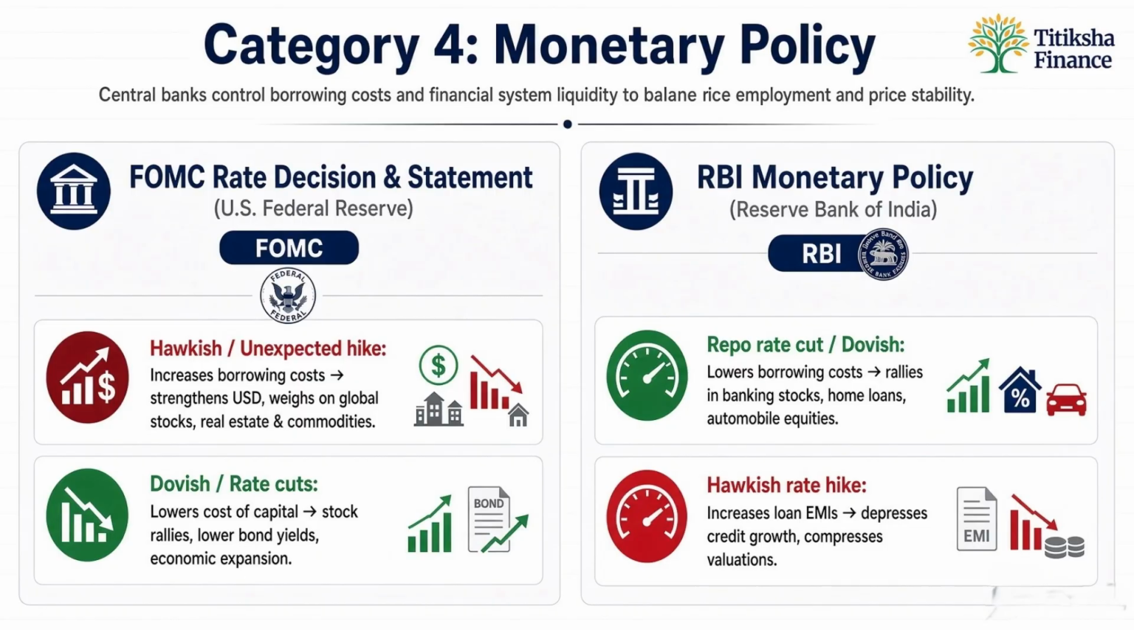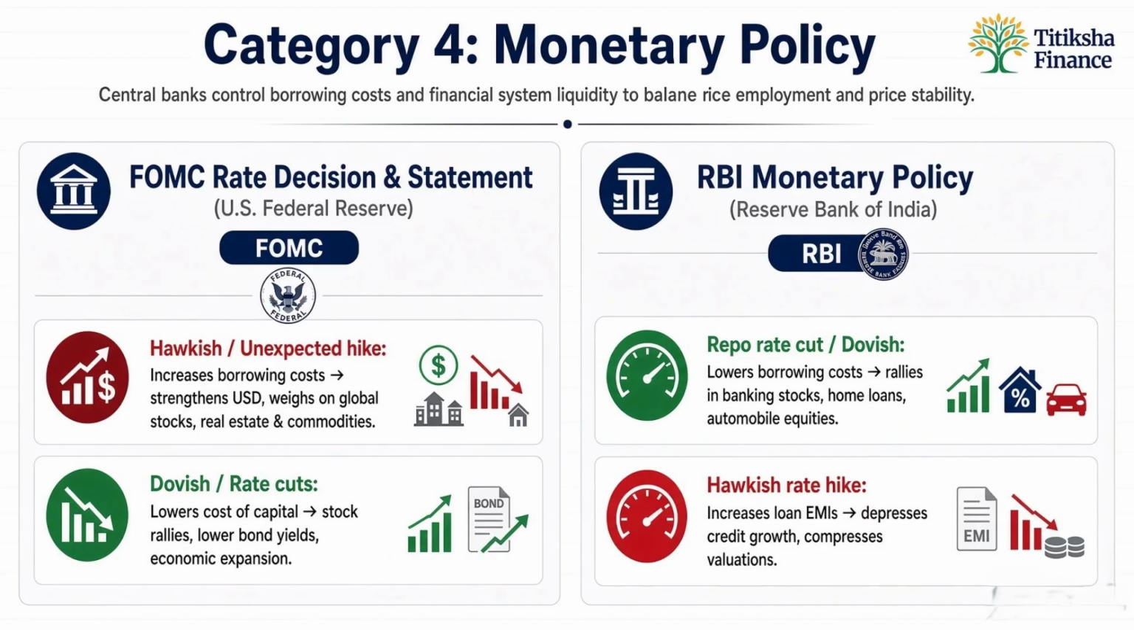Category 4: Monetary Policy. Central banks control borrowing costs and financial system liquidity to balance employment and price stability. Key decisions made by the U.S. Federal Reserve. An unexpected rate hike or hawkish policy guidance increases borrowing costs across mortgage, corporate, and consumer debt. This strengthens the U.S. dollar while weighing heavily on global stocks, real estate, and commodities.